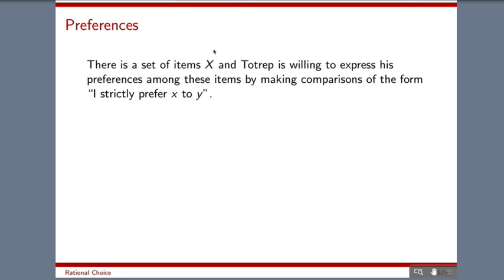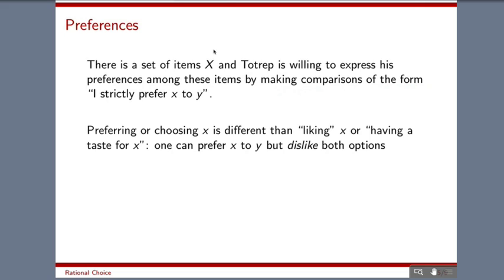But now we want to not just talk about relations generally, but talk more specifically about relations. And even more specific than that, relations or preferences that this person, Totrep, is willing to express. So we have a set of items X, and we're interested in expressions of preference among these items. And the idea is that he's going to be making comparisons of the form, I strictly prefer X to Y.